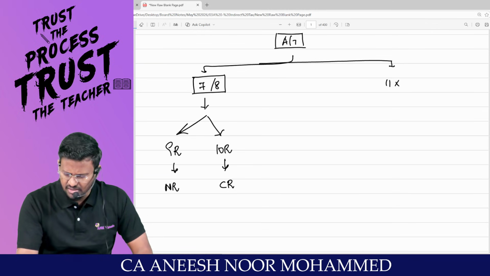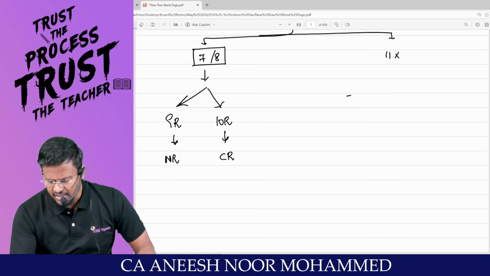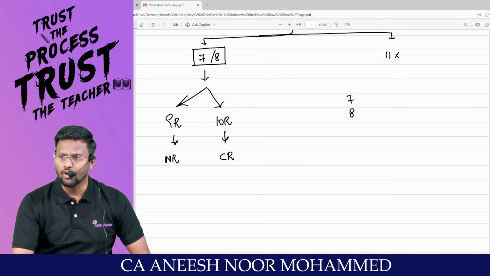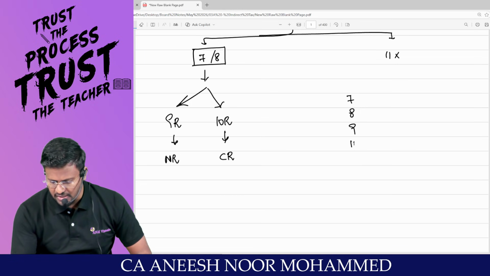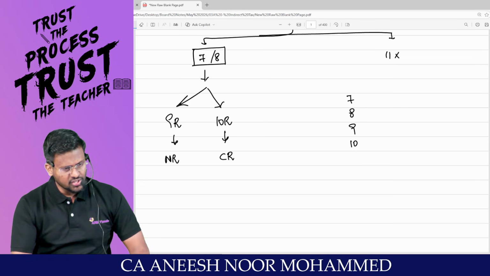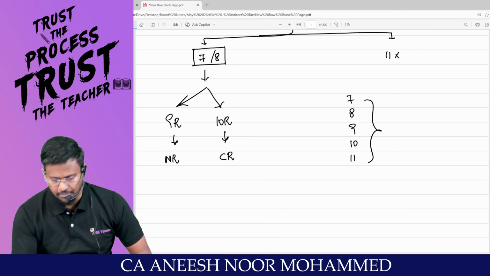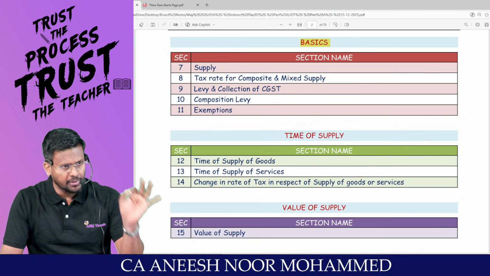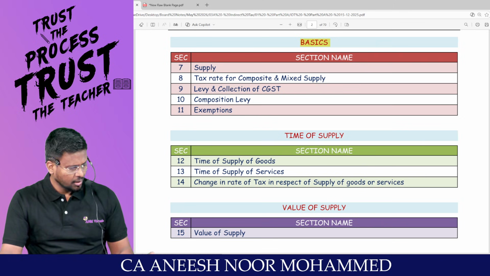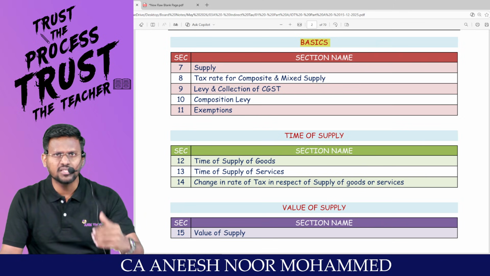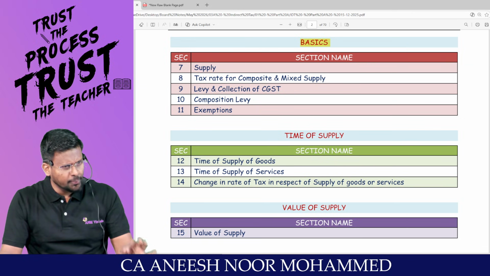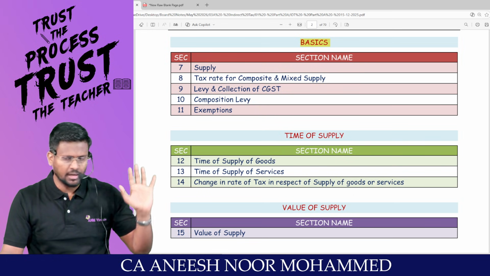So these are the basic sections of the GST. Section 7, supply. Section 8, tax rate for composite and mixed supply. Section 9, levy and collection of CGST. Section 10, composition levy. And section 11, exemptions. Super, sir. Once an activity or transaction has become a supply, then for that activity or transaction, we are supposed to collect GST, or we are supposed to pay GST to the department.